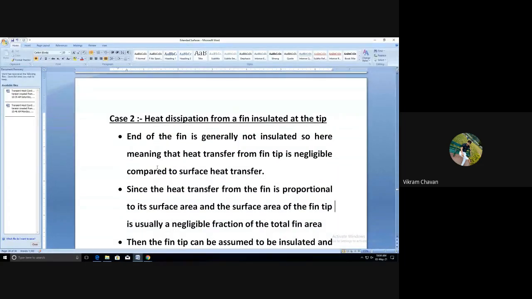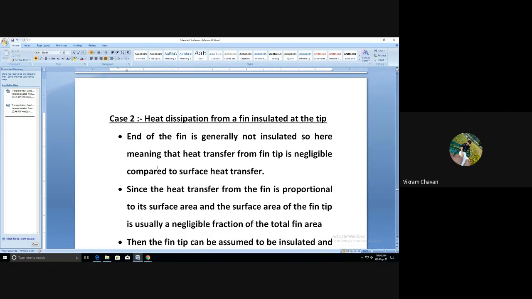Okay. In the last lecture, yesterday's lecture, we conducted one extra lecture to cover the syllabus. In that lecture, we discussed case number one, which is related to the fin, as we discussed previously.